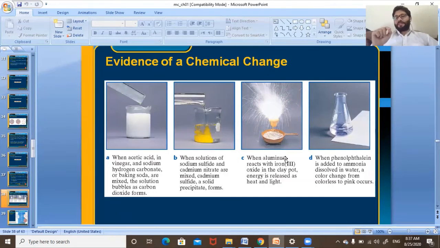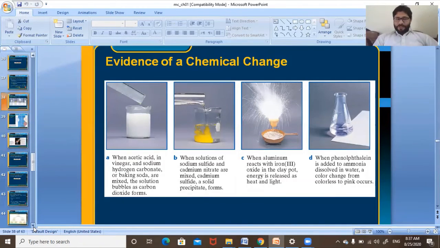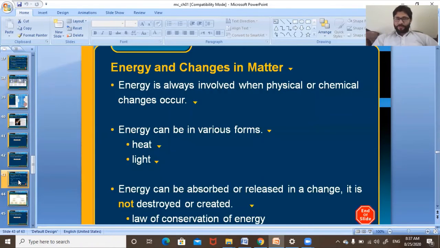Now the fourth part that deals with the evidence of chemical changes: when phenolphthalein, a chemical, is added to ammonia that is dissolved in water, a color change from colorless to pink occurs. Initially ammonia is colorless. When phenolphthalein is added, the change in color takes place. So we can say that a chemical change is taking place in the process. Now dear student, we discussed some of the evidences related to chemical changes.